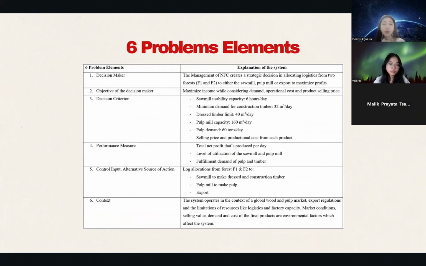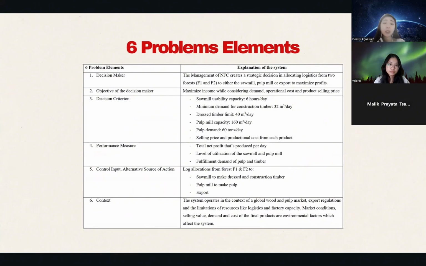Okay, so now let's move to the six problem elements. The first one is the decision maker. It's still the NFC management, who are responsible for making strategic decisions about how logs are distributed across operations. The second one is the objective, which is to maximize income while taking into account product demand, operational costs, and selling prices. The third one is decision criteria, like the sawmill capacity of 6 hours per day, minimum demand for construction timber of 32 cubic meters per day, and so on, as you can see on the slide.